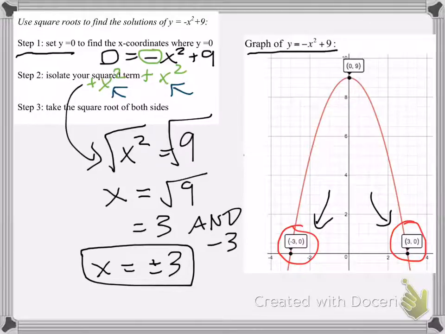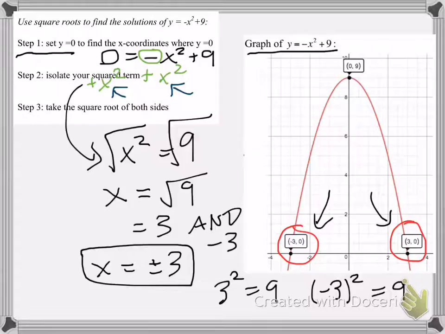And the reason that both of these things work is because if you square 3, you're going to get 9. But if you square -3, you're also going to get 9. So if I'm asking, well, what's a number that I can plug in for x so that I square it and get 9? I could do +3 or -3. So that's why our answer here is plus or minus 3.